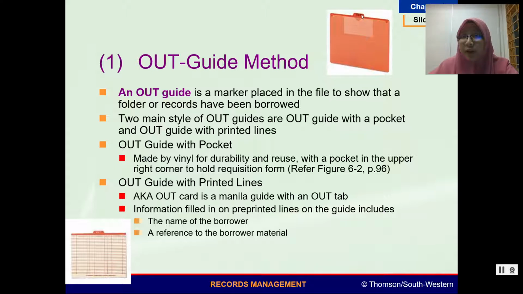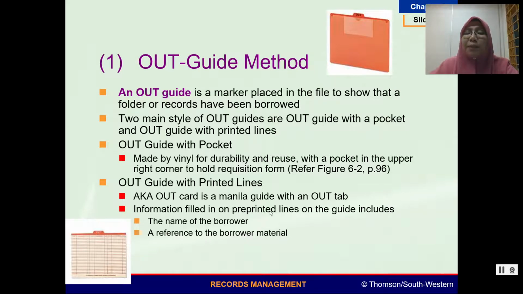You have the word out on the guide. This is what we call a tab. Tab cut is in the middle. What is a tab? You have learned this one in chapter 4. Number 2, out guide with printed lines, also known as a Manila guide with an out tab.